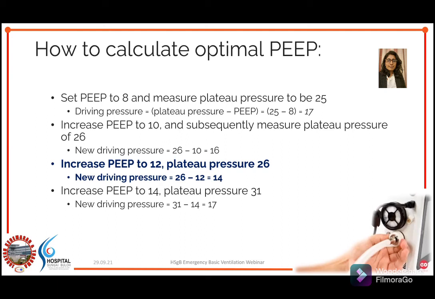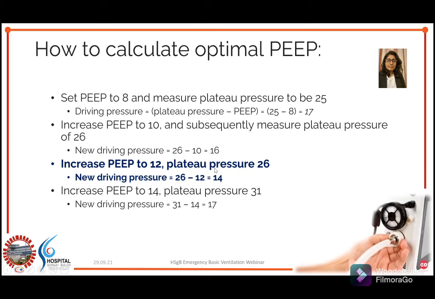So what you do is you increase the PEEP to 10. Next, measure the P-plat. What's the P-plat now? The P-plat is 26. So what's the new driving pressure? 26 minus 10, which is 16. 16 is still high for your patient. Remember, your aim is less than 15. So you increase the PEEP. As long as your P-plat is less than 30, you may increase your PEEP. So your PEEP is now 12, your P-plat is 26, your new driving pressure is 26 minus 12, which is 14. Okay, keep it that way.